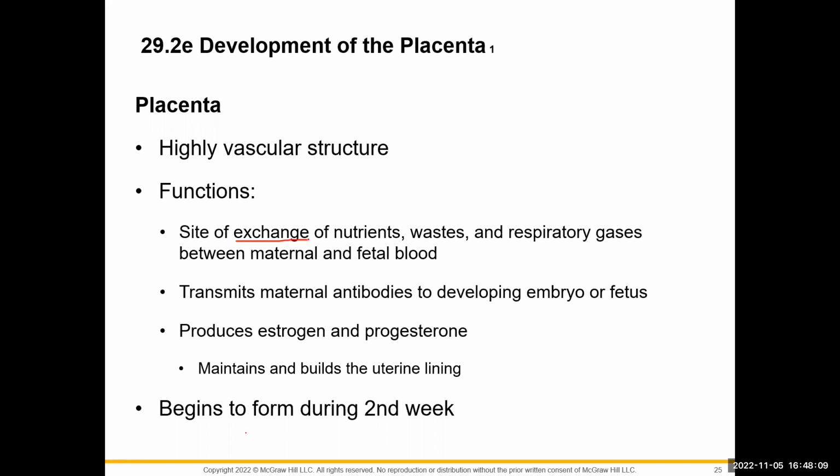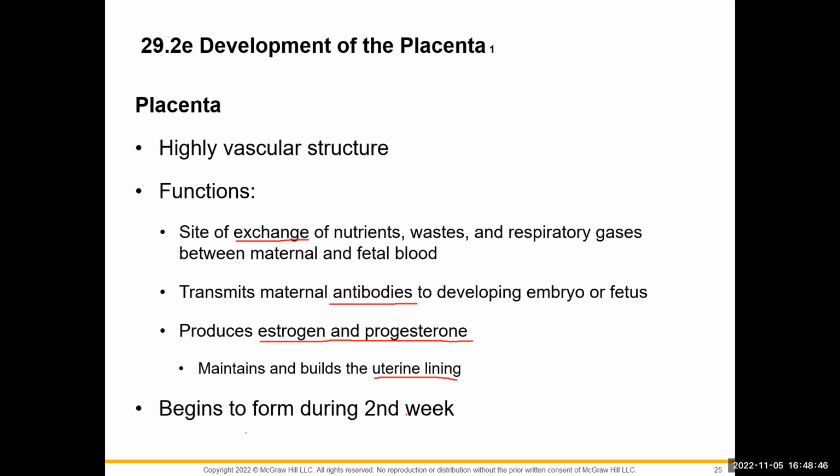And in addition to that, it's also a site for the exchange of antibodies from mother to fetus, so it helps with immune function. And also, of course, we cannot forget, it essentially becomes a gland in which it produces estrogen and progesterone. It's taken over that role from the corpus luteum, and so now it is going to do it itself so it can maintain and build up that uterine lining there in the functional layer of the endometrium.